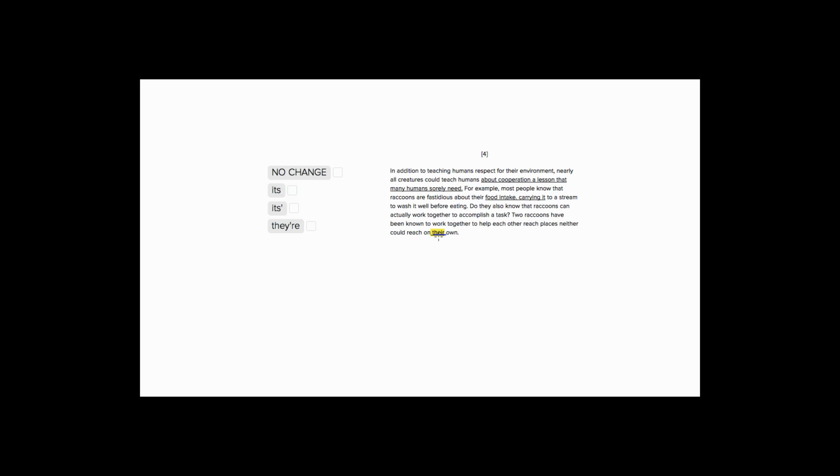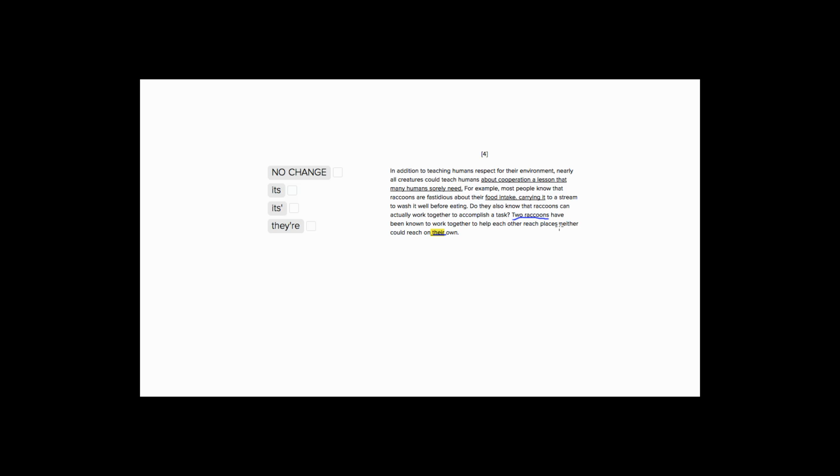In order to examine a pronoun, we want to see what its antecedent is, so the noun that the pronoun is referring back to earlier in the sentence, and that way we can figure out if we have the correct pronoun or not. So this sentence tells us two raccoons have been known to work together to help each other reach places neither could reach on their own.